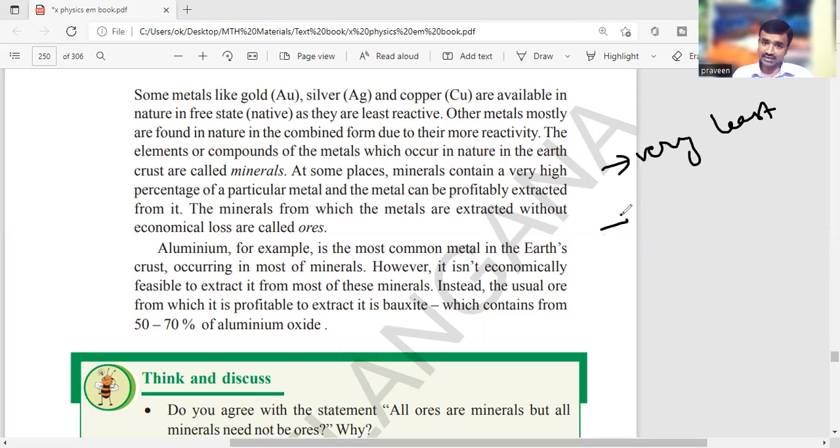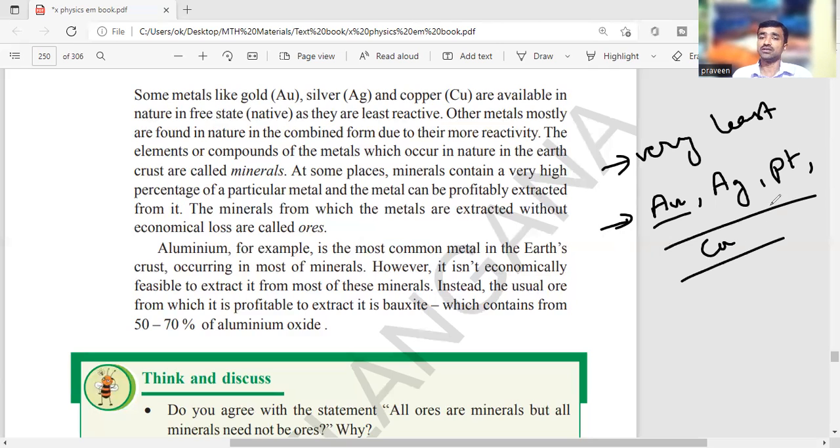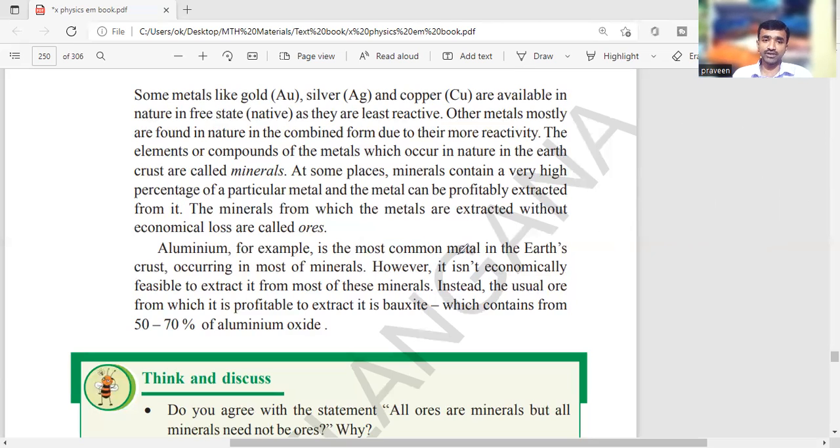So like that, the metals which are least reactive are available in their free form, right? Aurum, argentum, platinum, and one more is copper, like this. They are called the least reactive, so they are available in the free state.